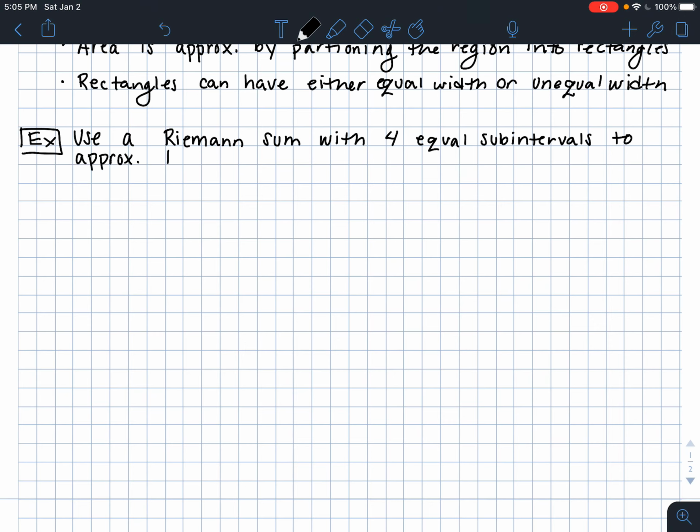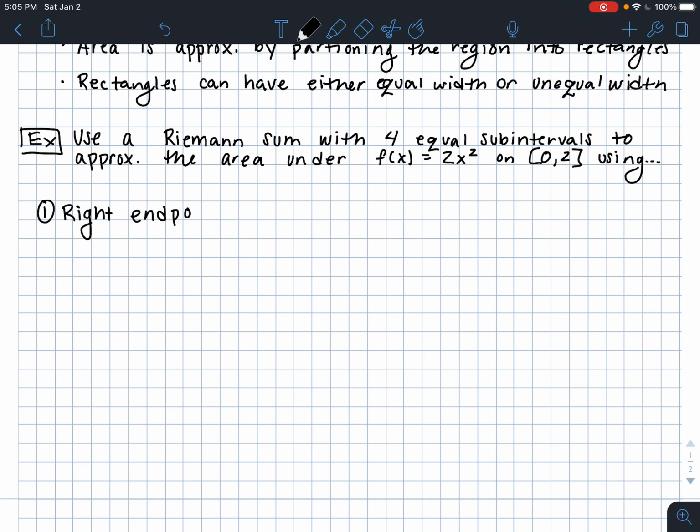To approximate the area under the curve f of x equaling 2x squared on the interval from 0 to 2 using... And this is where the different methods are going to come into play. So we're going to do the same problem 3 different ways and show how you can get different approximation values and think about what's the best one to use. So the first way that we're going to do this is we're going to use the right endpoints.